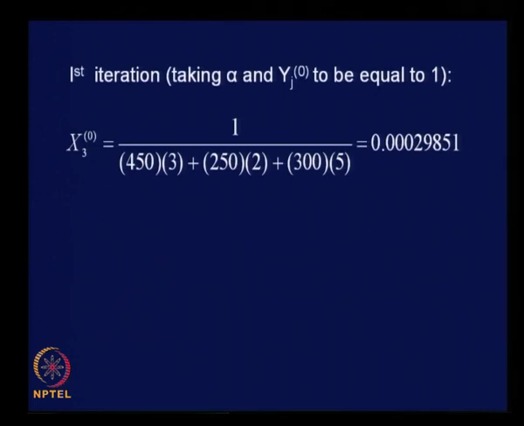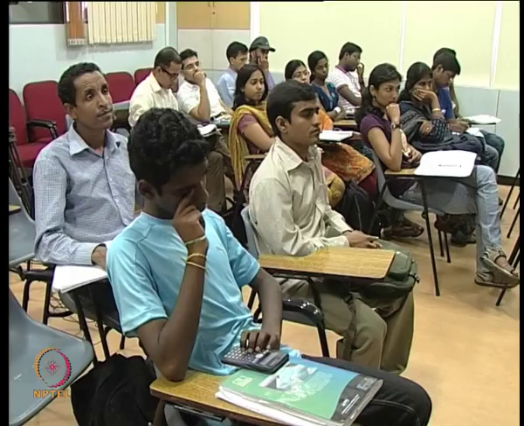First iteration, taking alpha and yj raised to 0 within parenthesis, just to indicate that it is the first attempt. 0 has got no other meaning, right. We have taken both alpha and yj to be 1 and start with the first iteration. As I indicated to you, x3 is simply 1 by the corresponding attraction value and distance, plus the corresponding attraction value into distance, plus the attraction value and the corresponding distance. Are you able to appreciate this particular equation for x3, right?